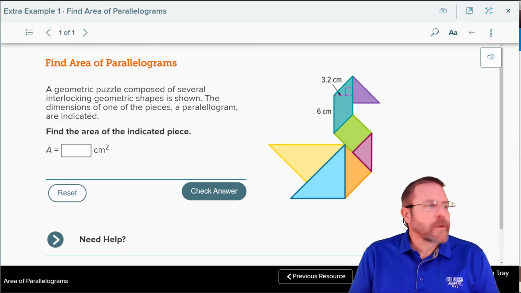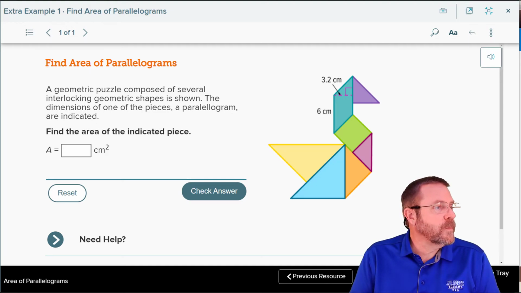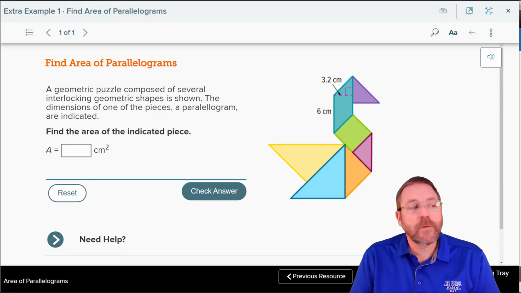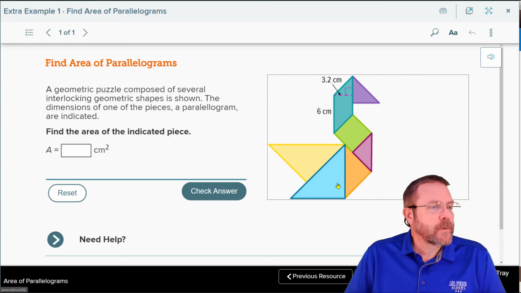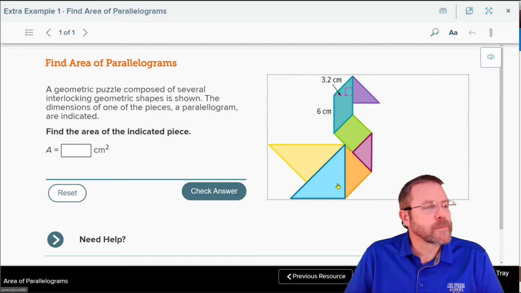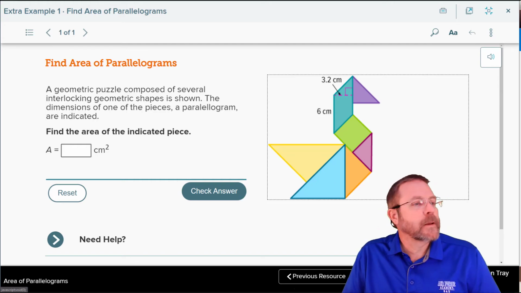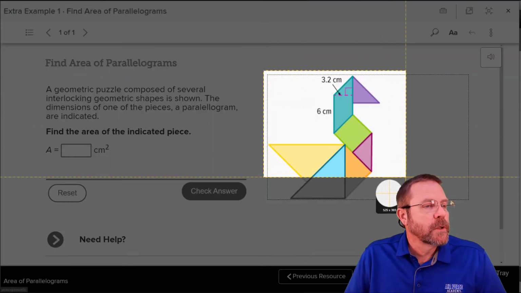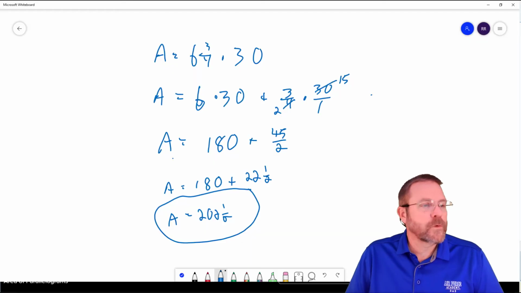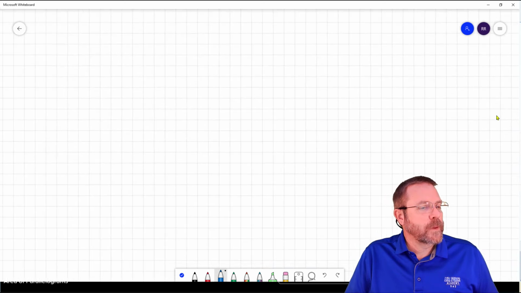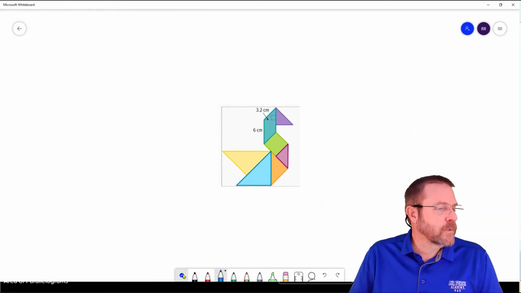For extra example 1, they give us a geometric puzzle composed of several interlocking geometric shapes. The dimensions of one of the pieces, a parallelogram, are indicated, and they want us to find the area of that piece. Now, hey, that looks like a goose. I have a goose. My goose loves me very much. Anyhow, we're going to get a picture of that goose. So we have our dimensions, and then we're going to go off to the side and do some serious grunt work to find out what the area of that goose is going to be.